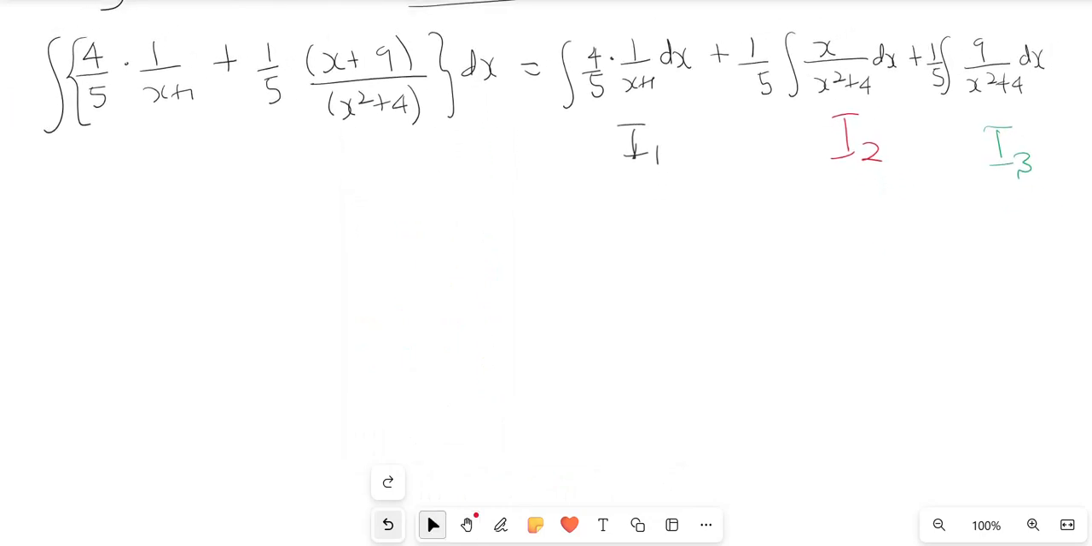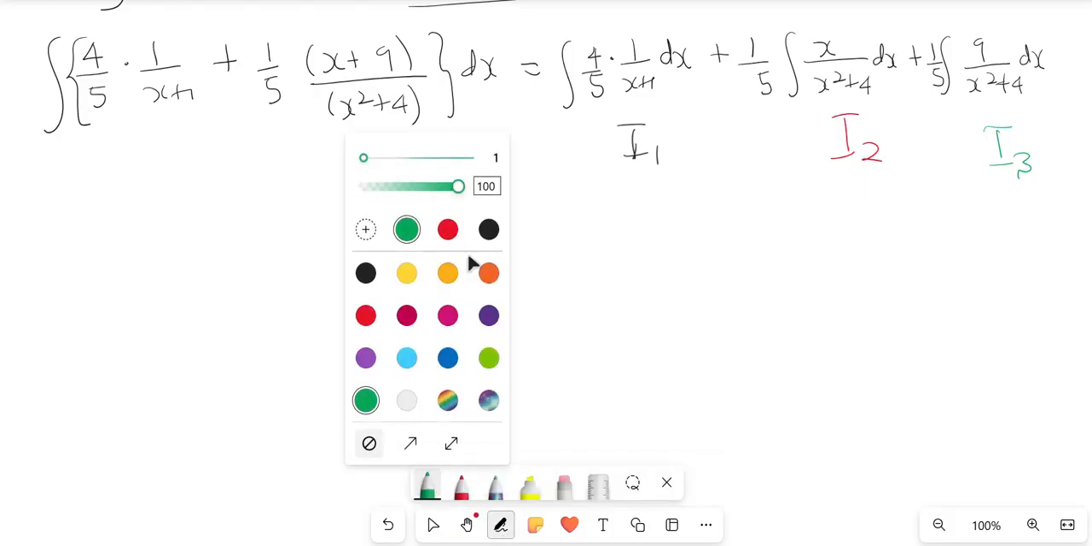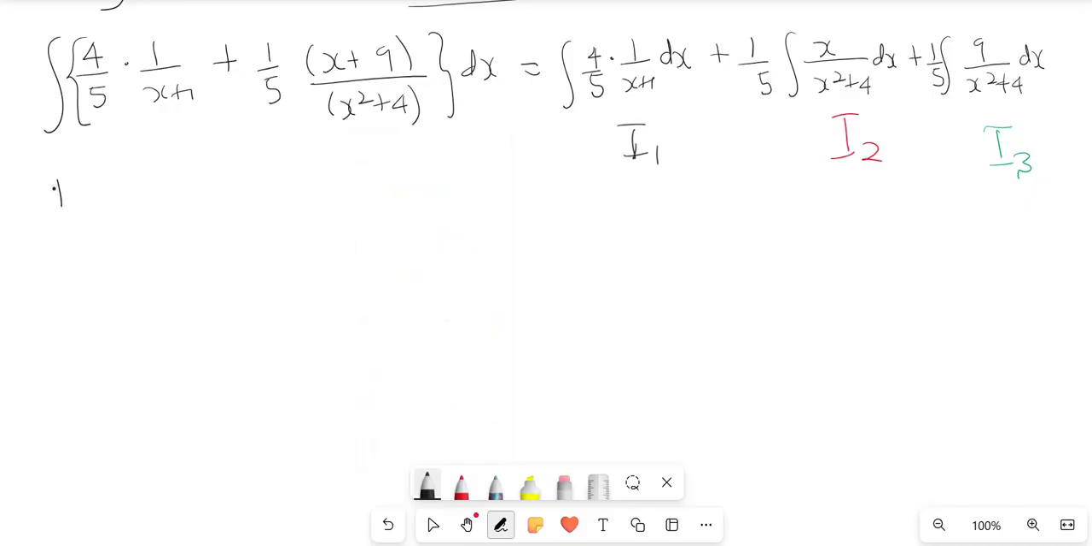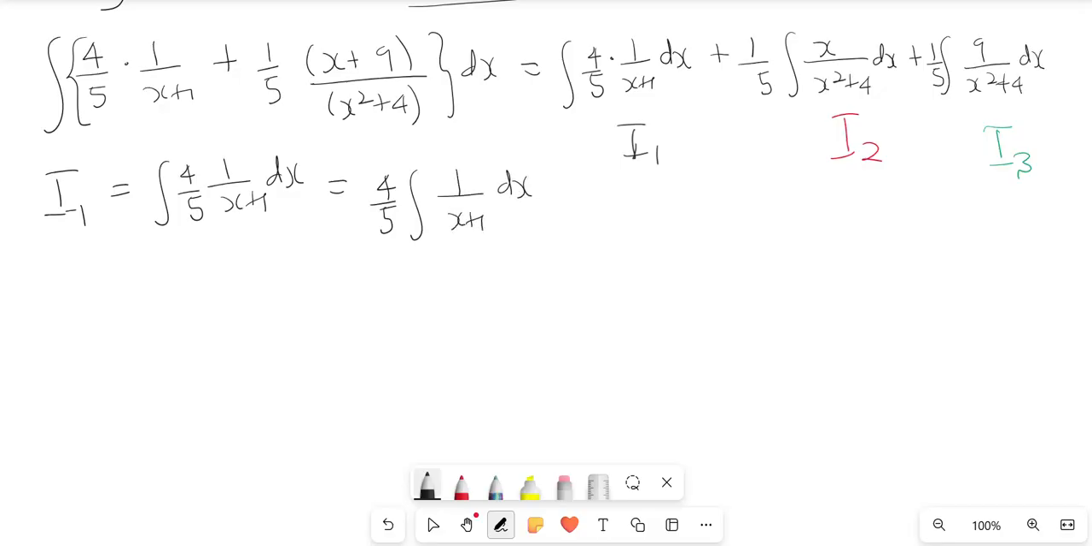We are now going to integrate the integrals I1, I2, and I3 separately. So let's tackle I1 first, and I'll do that in black pen. So I1 is equal to the integral of 4 over 5 times 1 over x plus 1 dx. 4 over 5 is a constant, so it goes in front. Integral of 1 over x plus 1 dx. We can use u-substitution, but this straight away is just the natural logarithm of x plus 1.